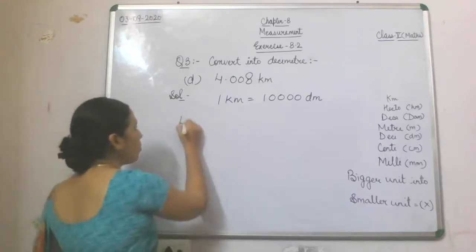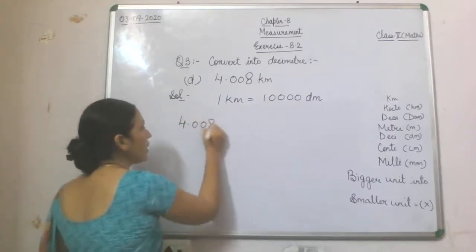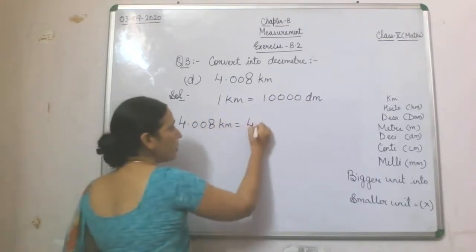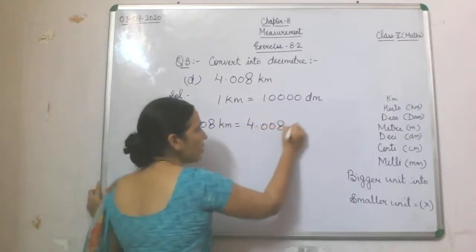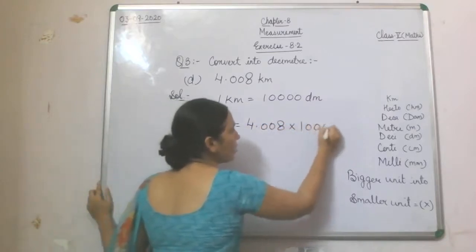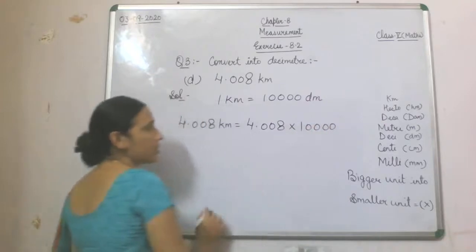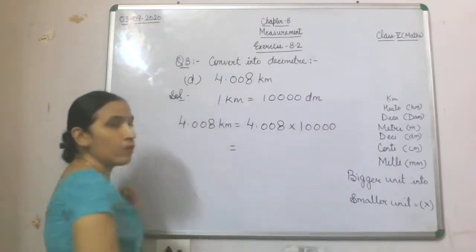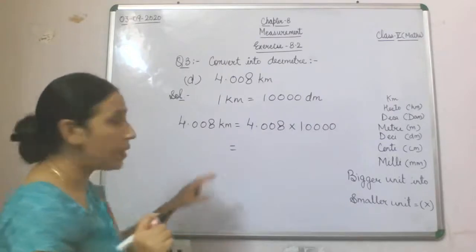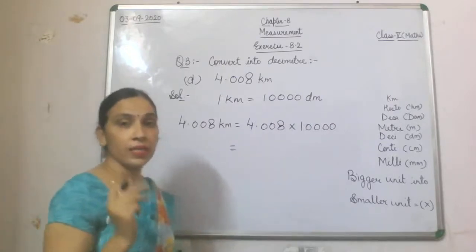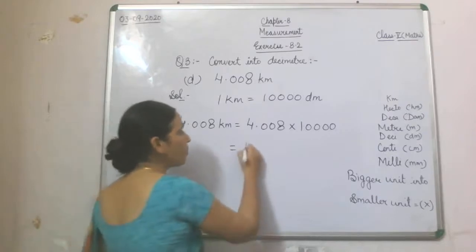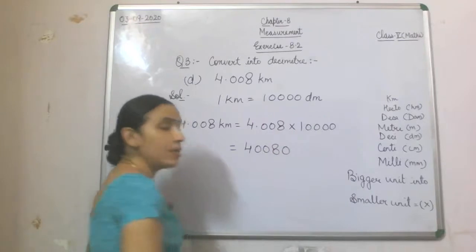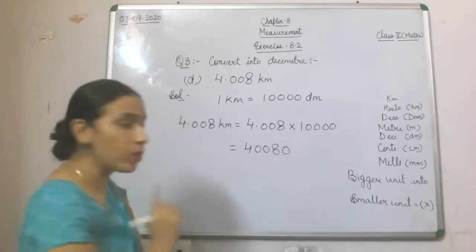So this 4.008 kilometer will be multiplied by 10,000 to change it into decimeter. Now how many decimal places do we require here? We require 4 decimal places, but in the question we have only 3 decimal places. So what will we do? 4008 and we will add 1 zero. And what is the unit here?